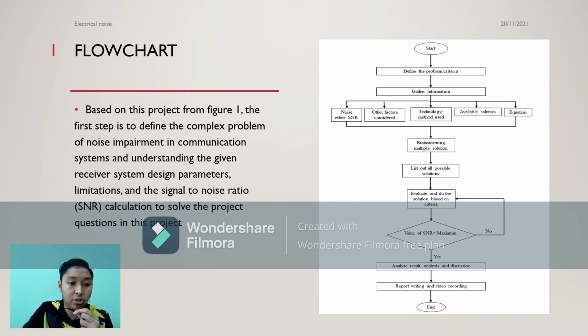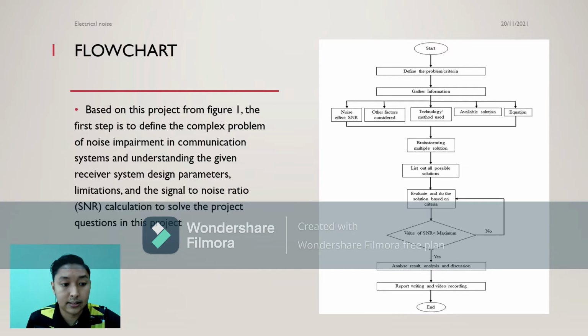So based on this project, we will define the complex problem of noise impairment in communication system, and we will also understand the given receiver system design parameters, limitation, and the signal to noise ratio SNR calculation. So it is to solve the project question in this project.